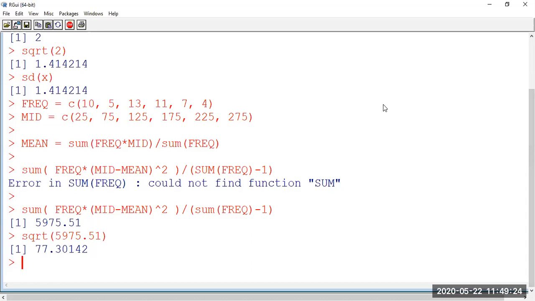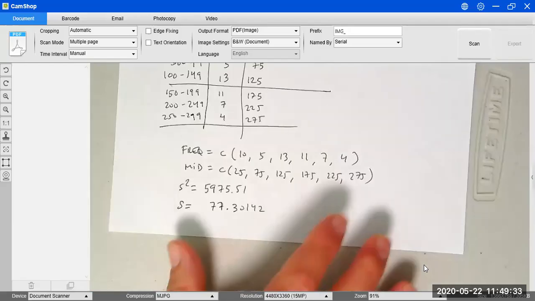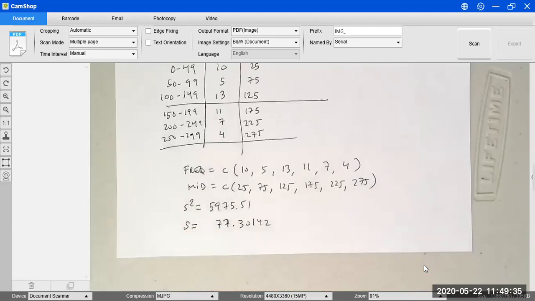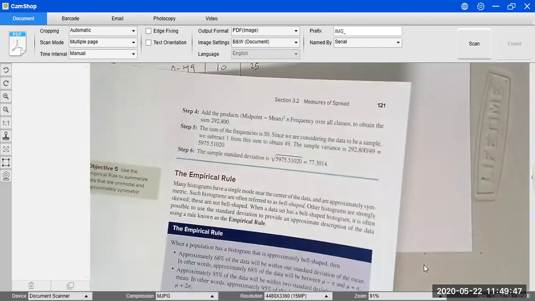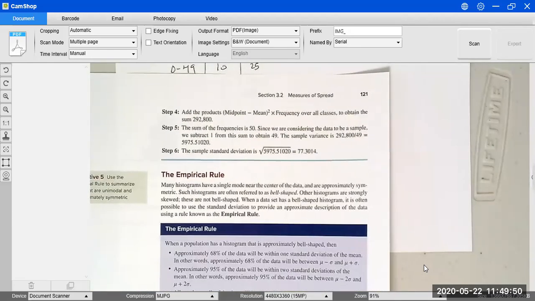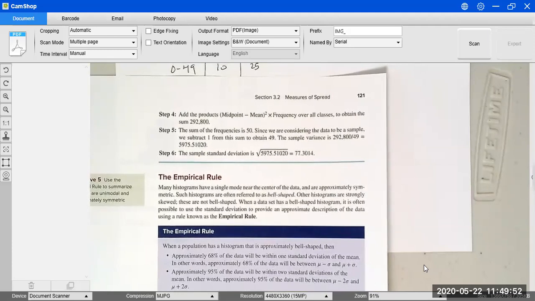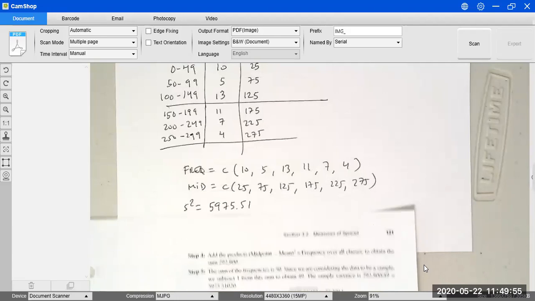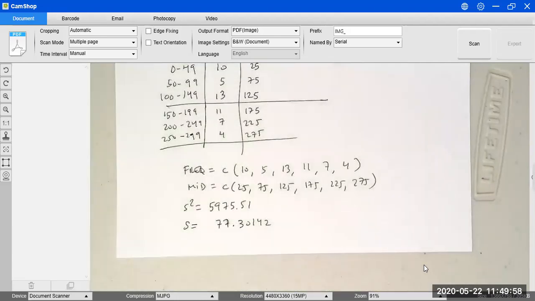Let me check the book, and then we're going to continue with the final assignment for this class work. The book has the standard deviation as 77.3014. We got 77.3142, so we got the right standard deviation.